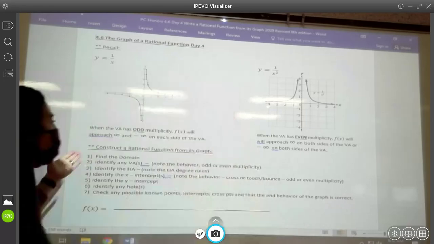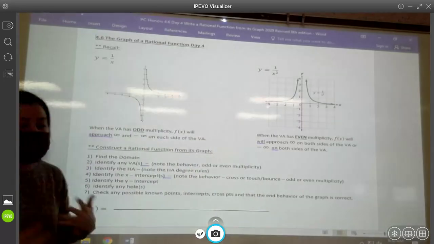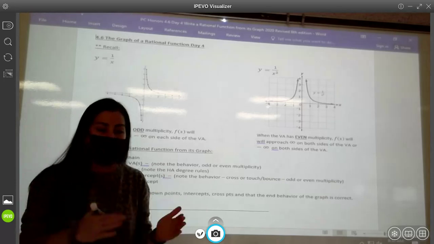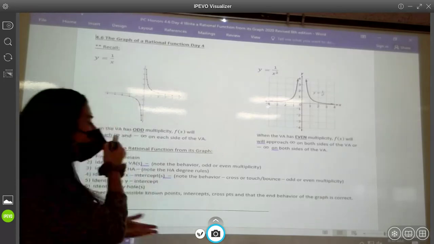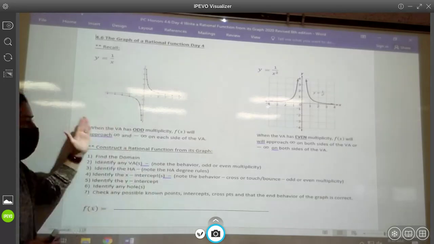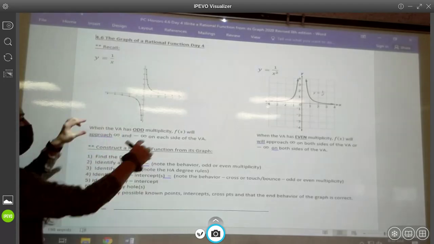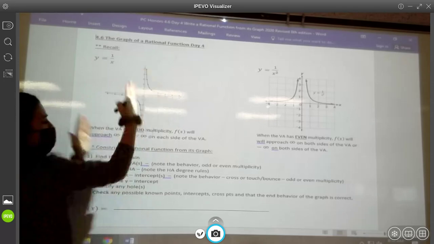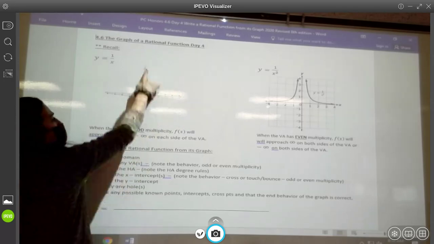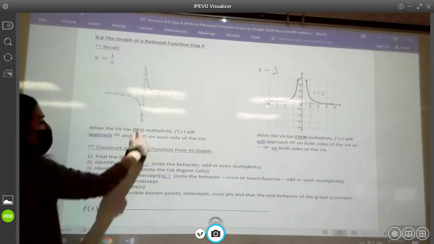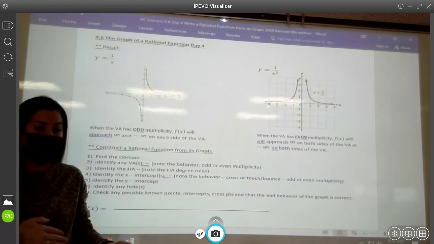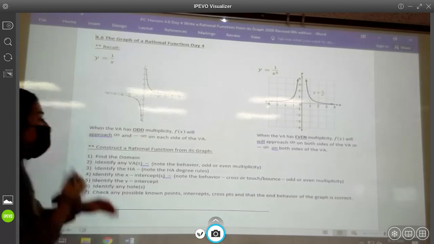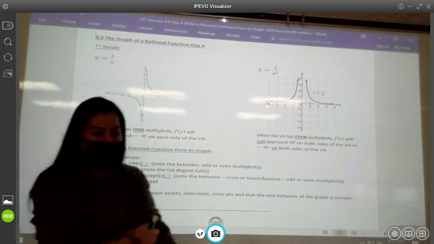I just want to remind you guys that I've been talking about this a lot, this whole multiplicity of the vertical asymptote. If the vertical asymptote had odd multiplicity, it just means that the curves on either side of that VA have to approach opposite infinities. One curve will approach positive infinity, the other curve will then have to approach negative infinity on the other side of that VA. That's when a VA had odd multiplicity.